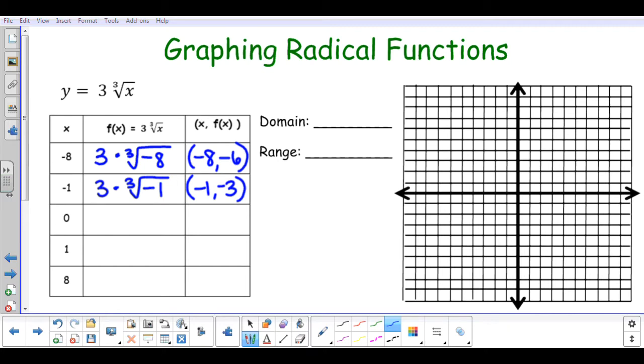Then I'm going to plug in 0. So 3 times the cube root of 0. The cube root of 0 is 0, and 3 times 0 is still 0. So I have the point (0, 0).